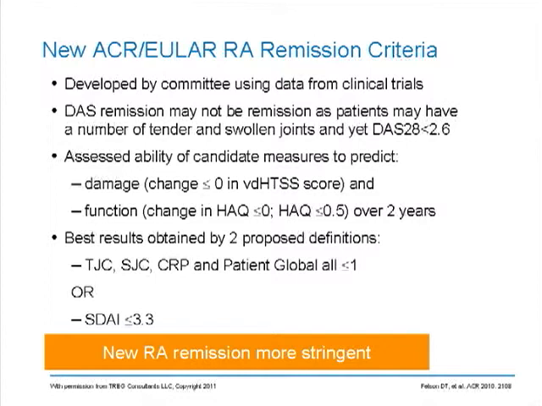One was that the tender joints, swollen joints, CRP, and patient global were all less than or equal to 1. Every one of these has to be less than or equal to 1. Or the SDAI, the Simple Disease Activity Index, has to be less than or equal to 3.3. And this criteria is much more stringent than the DAS criteria.